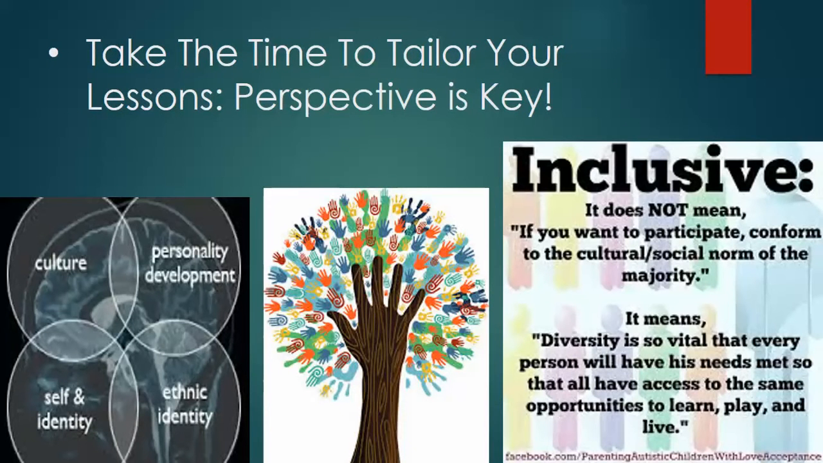And this leads into the next segment, which is take the time to tailor your lessons. In order to build a bridge, you have to understand your students, and you have to create an environment of cultural inclusiveness. Because if you look on the left, this is a perfect representation. It talks about all the different aspects of a student's mind. You have self-identity, ethnic identity, personal development, and culture, and these are all things students are weighing in the educational process and the social aspect of their interaction with us as educators, trying to decide what they want to portray to the world.